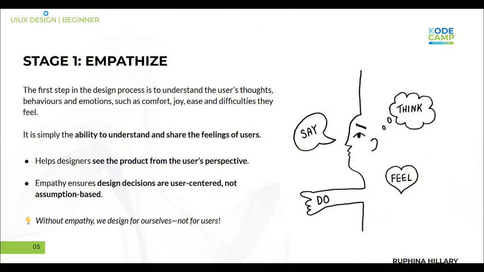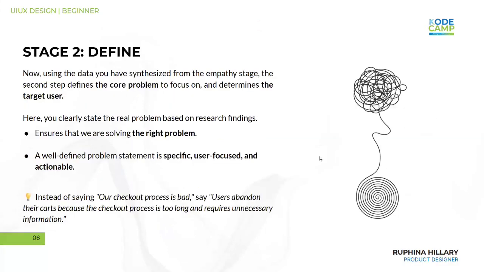So we enter the next stage, which is the define stage. Like I said before, using the data you have synthesized from the empathy stage, the second stage involves defining the core problem to focus on, and it determines the target user. You clearly state the real problem based on your research findings. So this is to ensure that we are solving the right problem. Because let's take, for example, the case study I used before. The UX designer that is trying to redesign a website. So now, by the time, if he had actually decided, let's try research first.